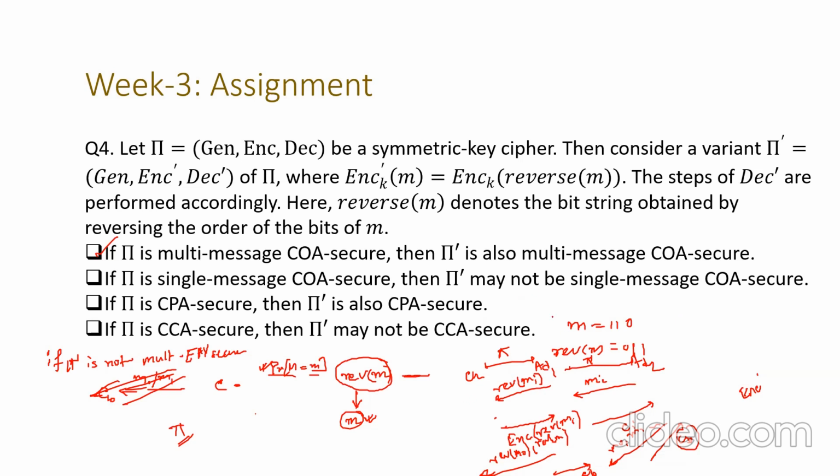A similar argument goes for CCA security as well. The fourth statement says that if pi is CCA secure, then pi dash may not be CCA secure. But pi dash will actually be CCA secure, so this is also wrong. Only the first and third options are correct.